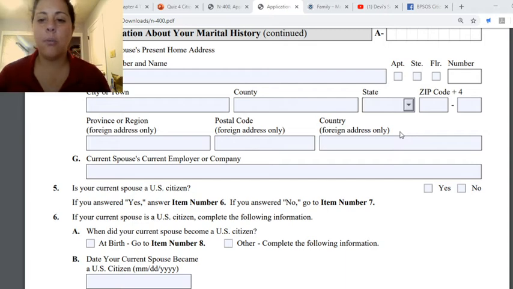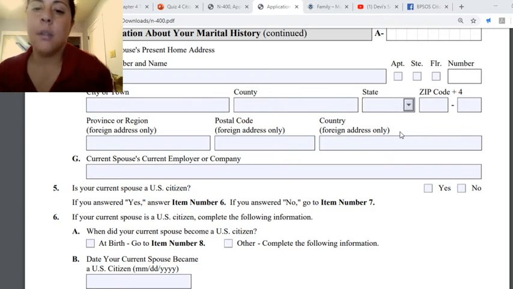Then they want to know, where does your current husband or wife live now? Probably with you, okay? So you will write your address, your street name and number. If you live in an apartment, you will check apartment and write the number in the box.